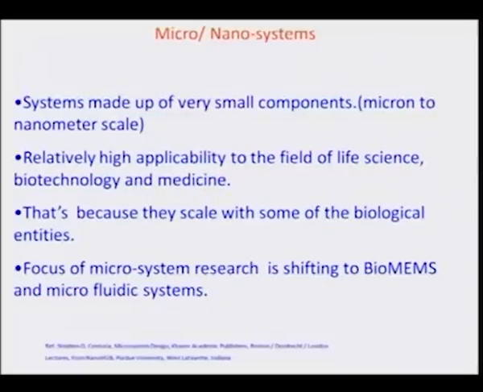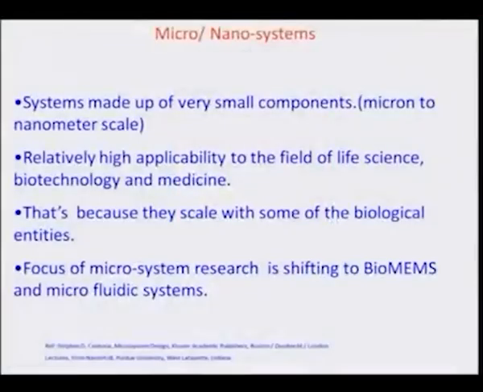So, what these bio-MEMS devices do is that they have very high applicability to the field of life science, biotechnology and medicine. Of course, they are systems made up of very, very small micro to nanometer size components, and this is because MEMS features scale very well with some of the biological entities which are available. Therefore, this concept of MEMS, which emerged from physical MEMS and went into biomedical MEMS, has taken a lot of steps and research has emerged in this particular area.